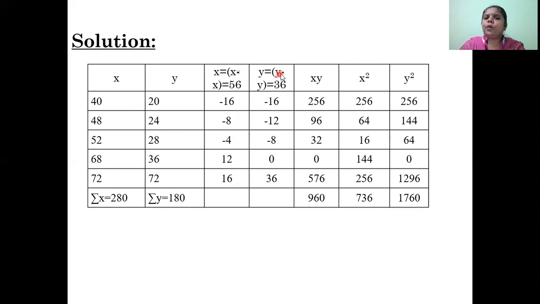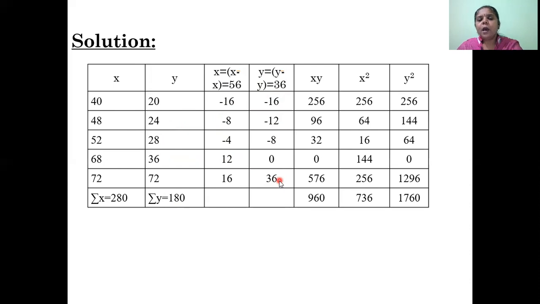Now y is equal to y minus y mean. The y mean here is 36. So the y variable: 20 minus 36, you will get minus 16. 24 minus 36, minus 12. 28 minus 36, minus 8. 36 minus 36, 0. 72 minus 36, 36. This is how you are calculating the x value and y value.